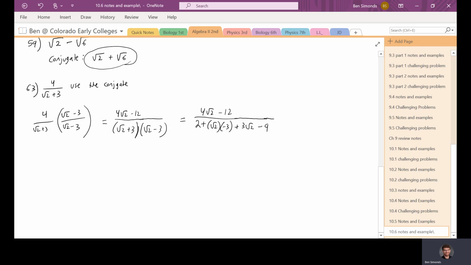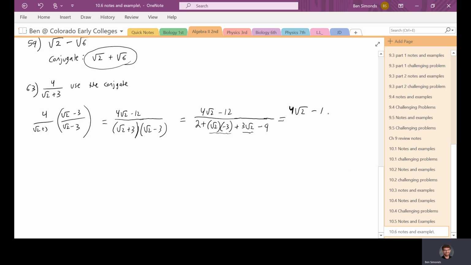So check out what happens here. We've got negative 3 times the square root of 2, and we've got positive 3 times the square root of 2. Those cancel out. If we have a negative 3 root 2 plus a positive 3 root 2, that just brings us right back to 0. So the outer and inner terms cancel out.